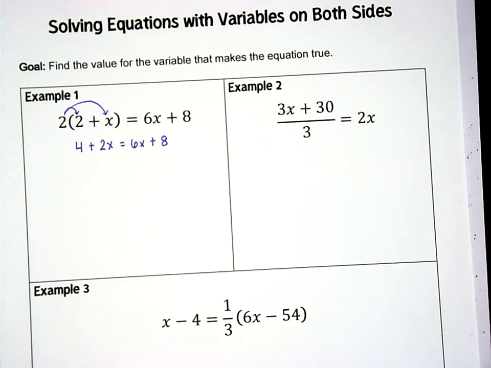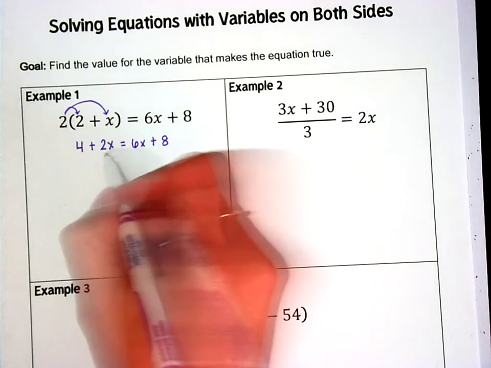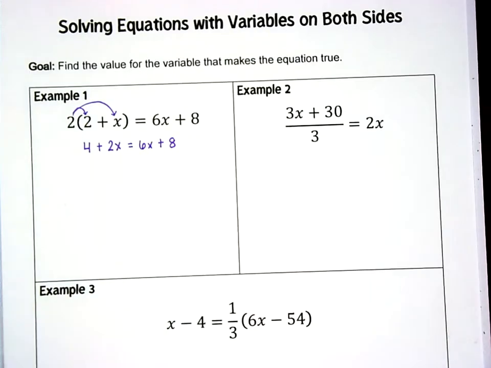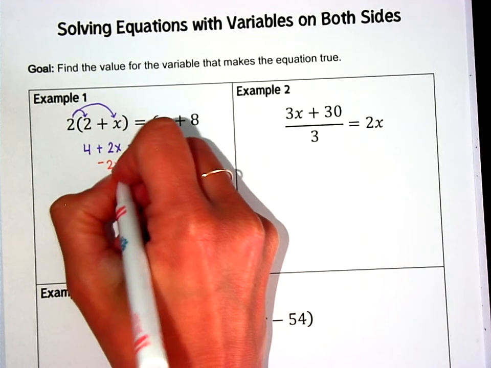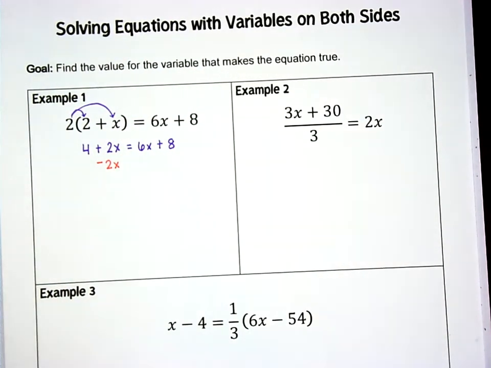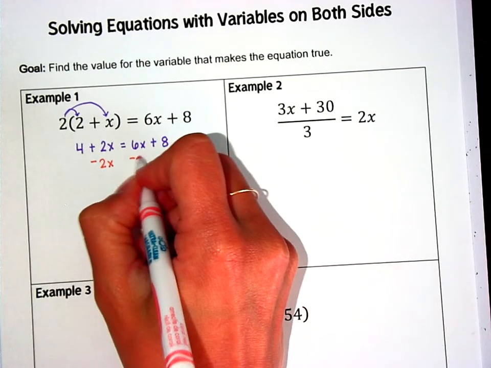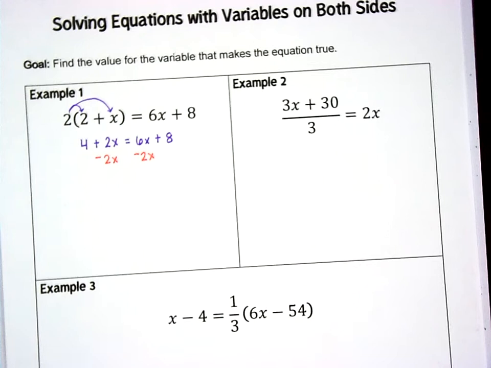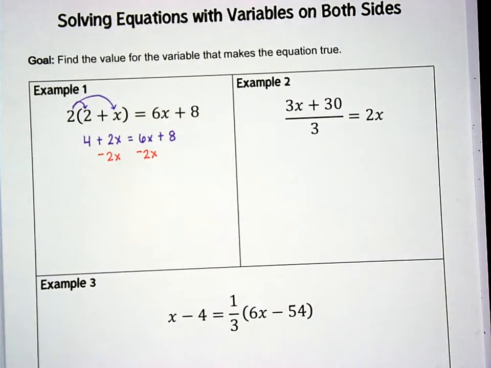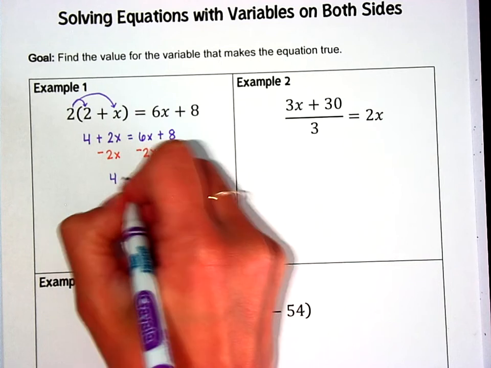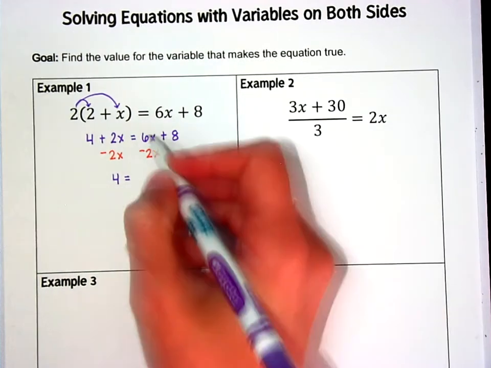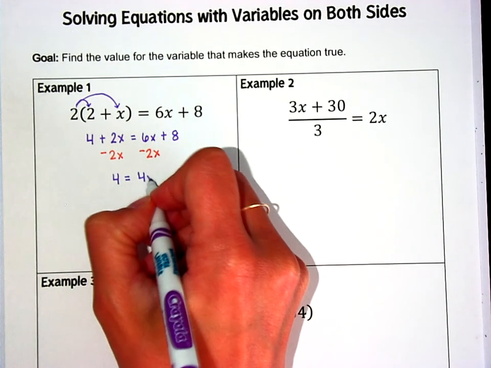So I'm going to start by moving my 2x away from this side of the equation. I'm just going to subtract 2x from this side. And again, in order to keep our equation balanced, we want to do the exact same thing to the other side of the equation and subtract 2x on the right side as well. The new equation that I'm left with is 4 on the left side, which is equal to 4x plus 8.